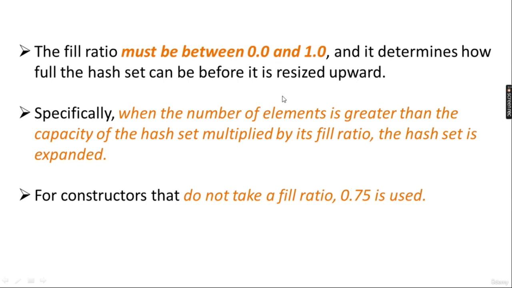For example, say there is a bucket, and your criterion is that if the bucket is filled 50%, then you take a new bucket and rearrange the water into the new enlarged bucket. In the same way, this fill ratio between 0.0 and 1.0 determines how full the hash set can be before it is resized in the upward direction.